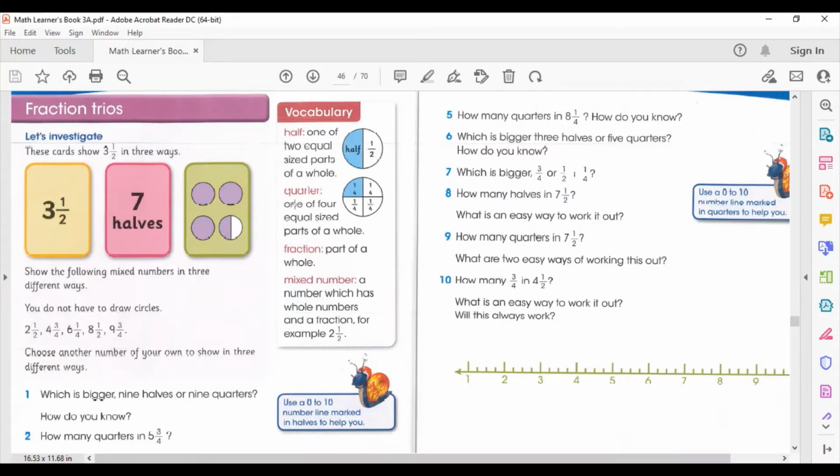Okay, quarter. When we are talking about quarter, the same thing, a whole thing changed into four equal parts. Here two equal parts, and here four equal parts.